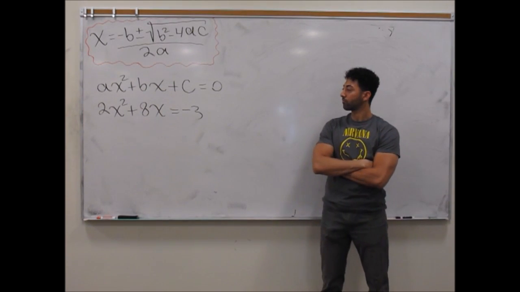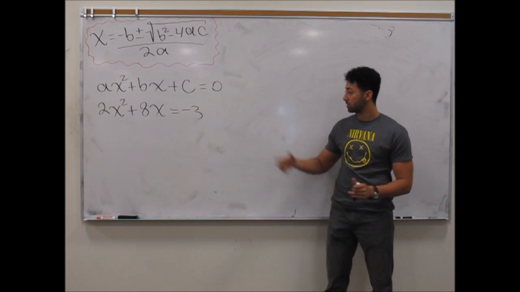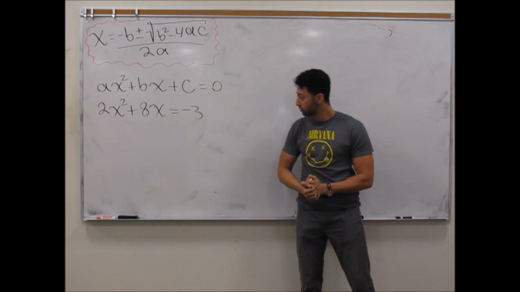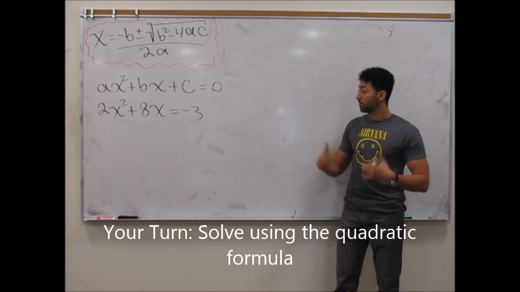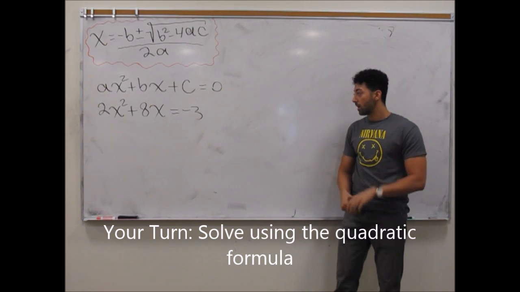Alright, so I've done a couple examples, so why don't you guys go ahead and give this a shot. 2x squared plus 8x equals negative 3. Solve it using the quadratic formula, and then I'll go over it with you.